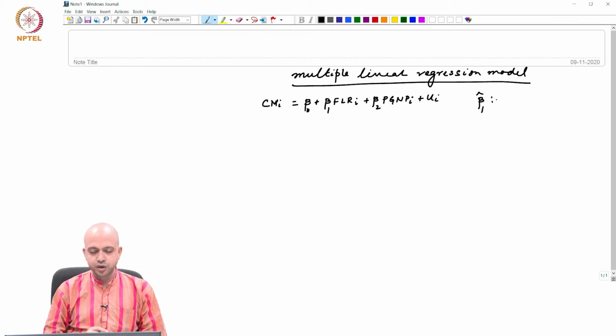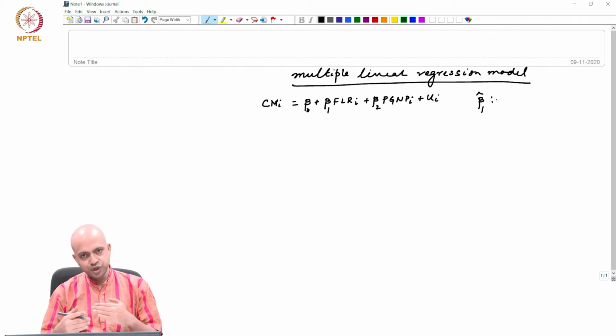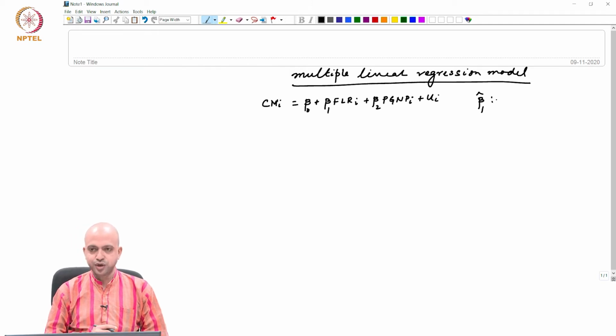And we have also learned how to keep the impact of PGNP constant in different steps, and then we saw that when we keep the impact of PGNP constant following several steps, and when we estimate the model in one go including all the variables, the magnitude of the beta hat turns out to be the same, right. That is how we justified the multiple linear regression model interpretation.